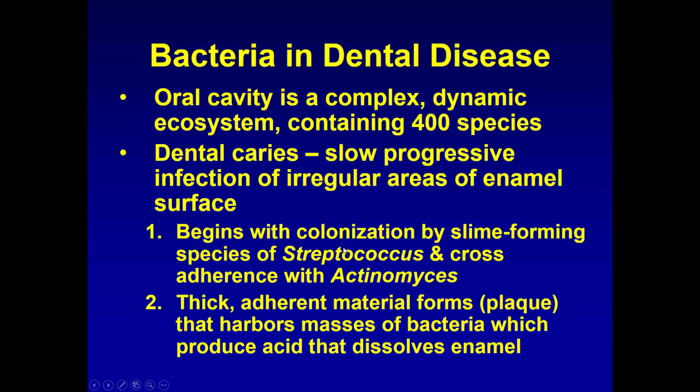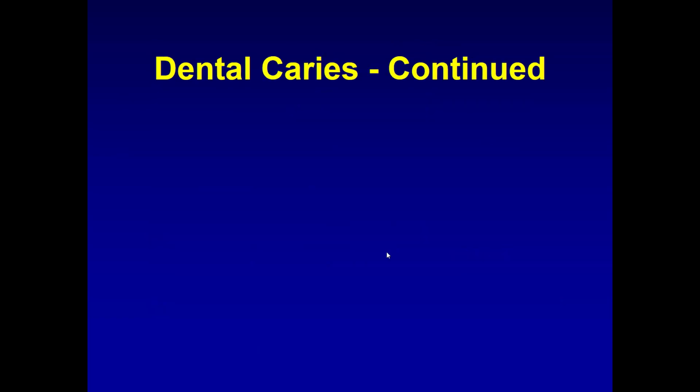So now which Streptococcus is this going to be? Oh, that's right, the viridans group are the most abundant of all the bacteria in your mouth. Good work for remembering that. But this thick adherent material forms what we call plaque, which is really just a complex biofilm, but that will harbor masses of bacteria which produce acid that dissolves enamel.